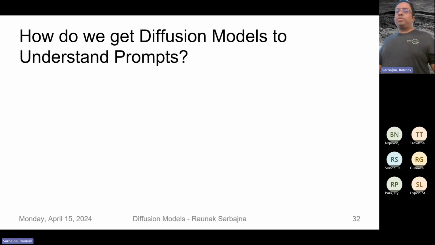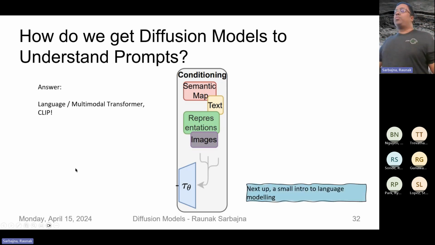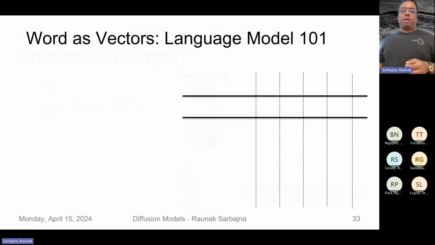So how do we get diffusion models to understand these text prompts, right? The answer to that is what's called language multimodal transformers, CLIP. This is the final part of that image that I showed you in the very first slide. This is the conditioning, where we semantically map text to images, and we use that to recreate images using a diffusion model. Next up, just a very small overview into language modeling. Mahin is going to teach you how LLMs work in a couple of weeks. So for now, this is just a very brief primer into language modeling.